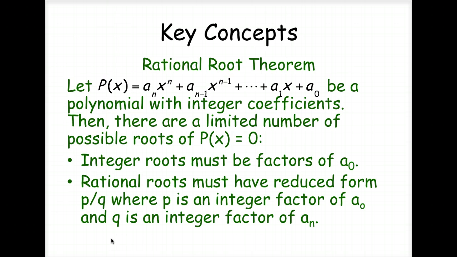The rational root theorem. If we let p of x equal this function to be a polynomial with integer coefficients, think of what an integer is. The negative numbers, the zeros, the 1, 2, 3s, your counting numbers, okay? Then there's a limited number of possible roots for p of x equals 0. Integer roots must be factors, but we can also have rational roots. We find rational roots having the reduced form p over q, where p is the constant term that's in the polynomial, q is the leading coefficient.